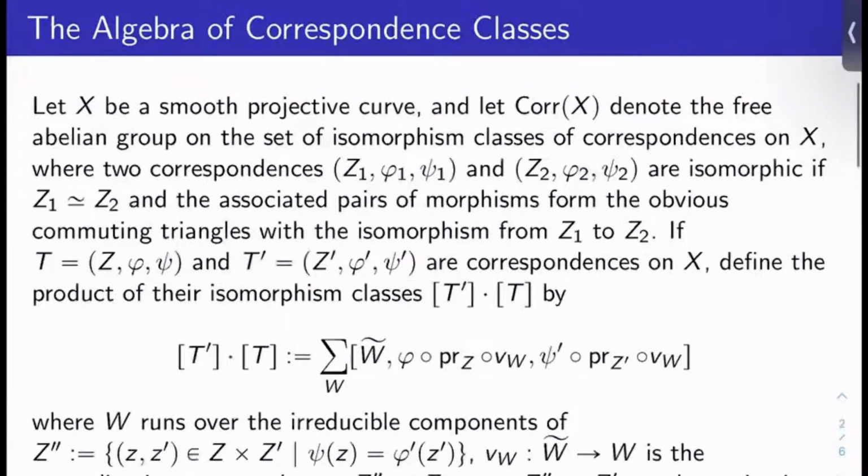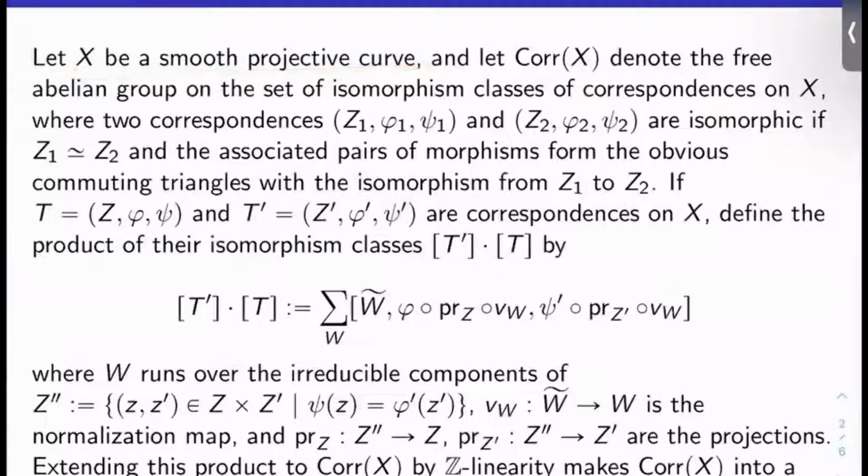So let's let X be a smooth projective curve, and we'll denote by Cor(X) the free abelian group on the set of isomorphism classes of correspondences on X, where we say two correspondences (Z1, phi1, psi1) and (Z2, phi2, psi2) are isomorphic if Z1 is isomorphic to Z2, of course, and the associated pairs of morphisms phi1, psi1 and phi2, psi2 form the obvious commuting triangles with the isomorphism from Z1 to Z2. So I'll let you draw all that out yourself. I'm going to go over these details quickly because they're not super important conceptually.